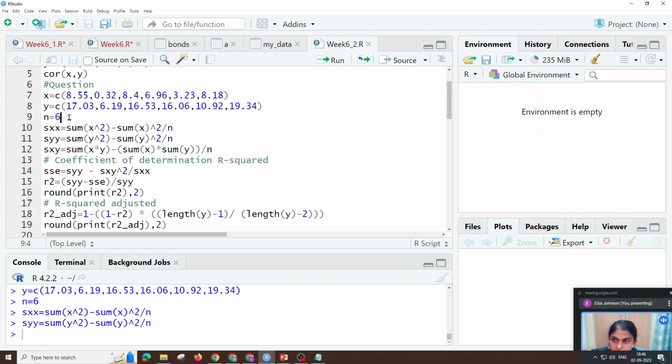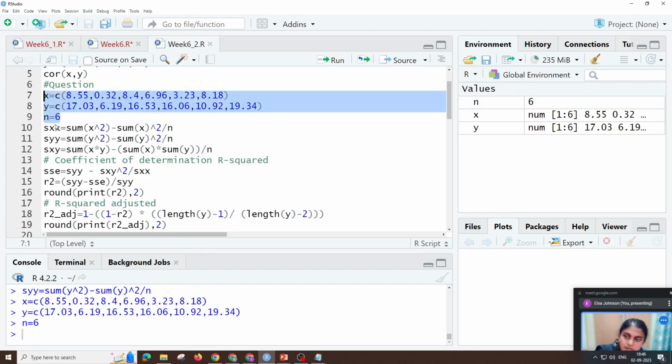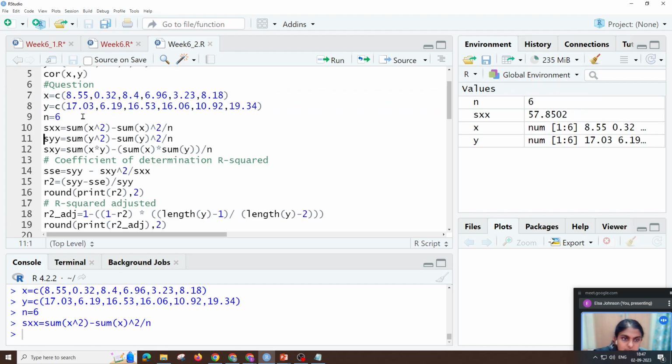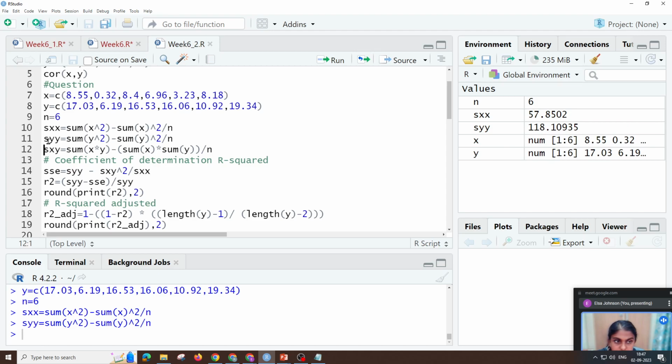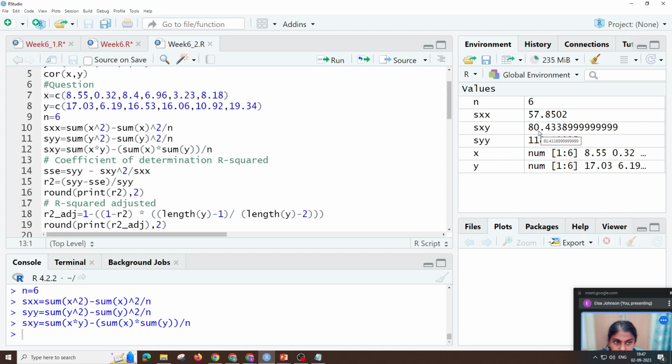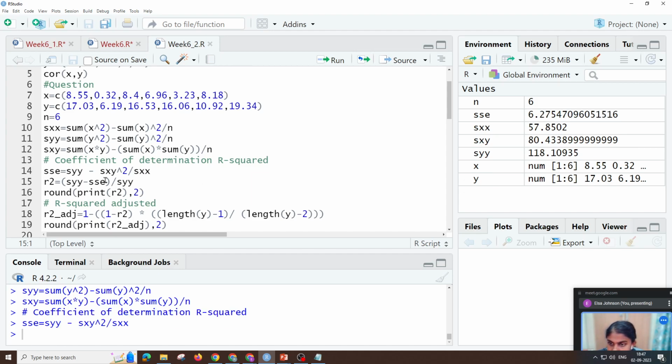Okay, and I'll run this again. So SXX is coming like 57.8702, YY is coming like 118.109, and XY is coming like 80.433. Then with that we will find out SSC.